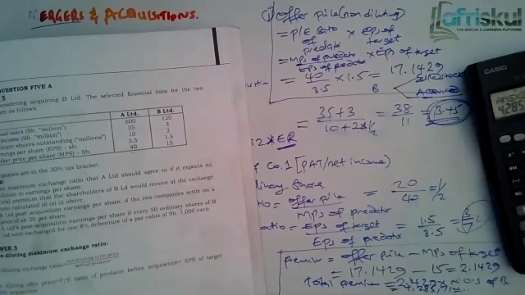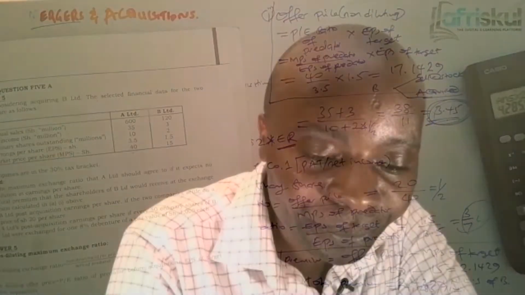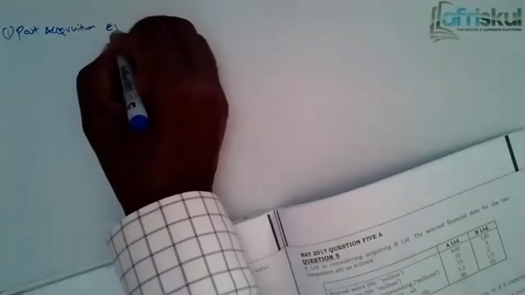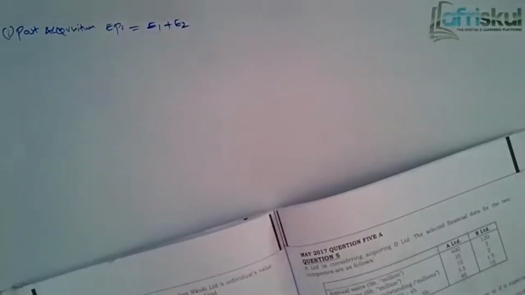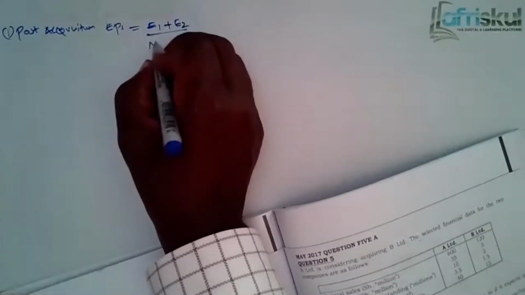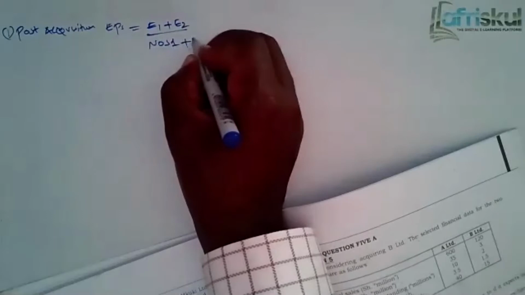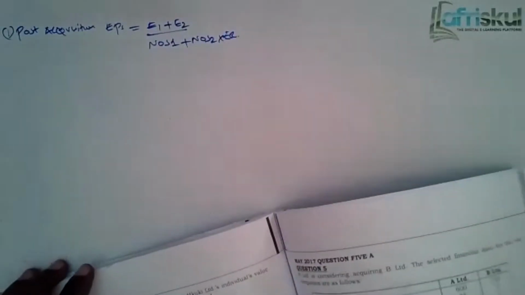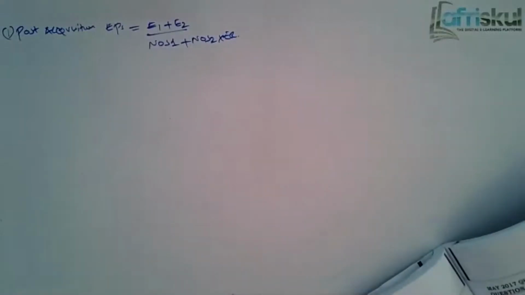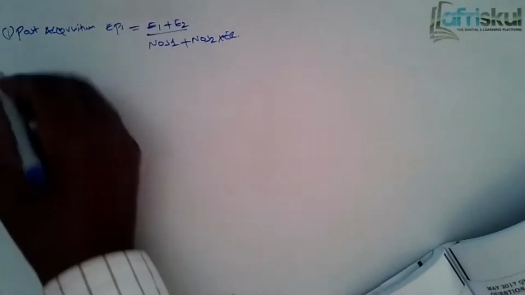Thank you. So, a quick recap. What have we said? We've learned two things. We've learned how to get the post-acquisition EPS. Post-acquisition means after you've acquired this company, we have earnings of company 1 plus earnings of company 2, all over number of ordinary shares of company 1 plus number of ordinary shares of company 2 multiplied by the exchange ratio. Very, very important.